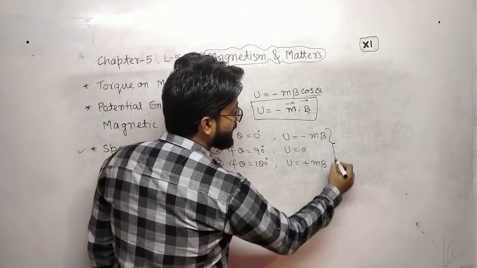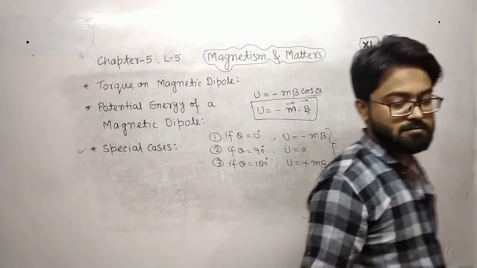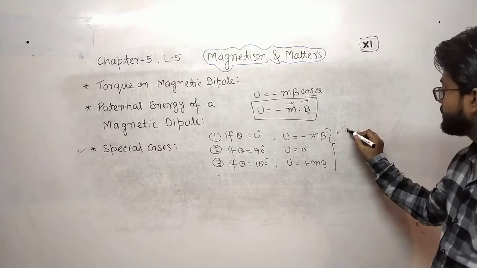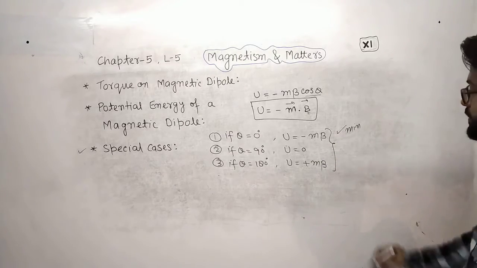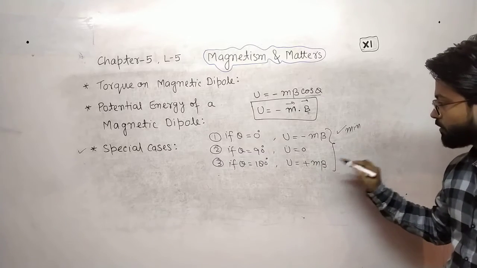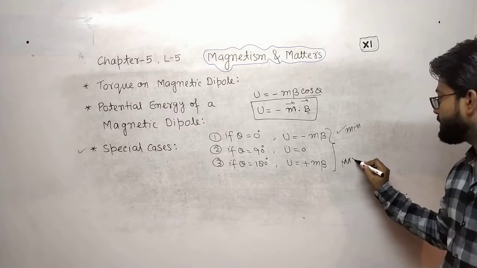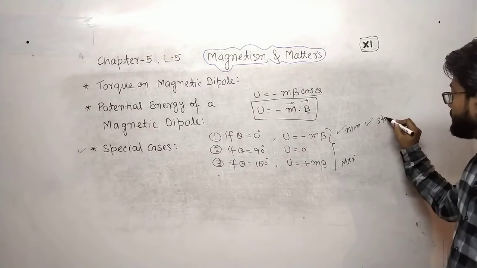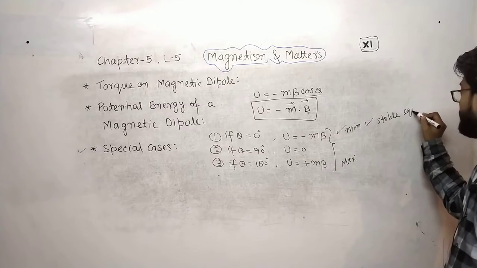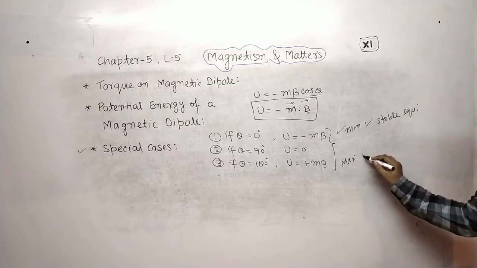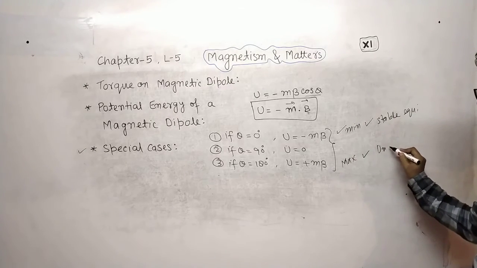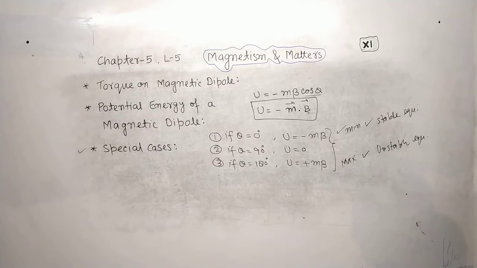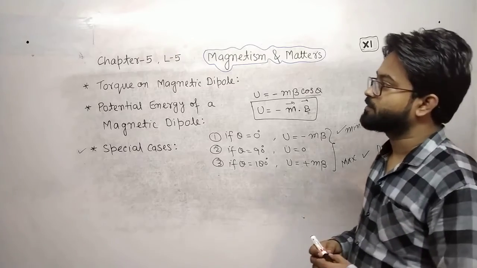You know that in these 3 cases, case number 1 has minimum energy and case number 3 has maximum energy. Minimum energy will be stable equilibrium and maximum energy unstable equilibrium. Hope you are understanding, and thanks for watching this video.